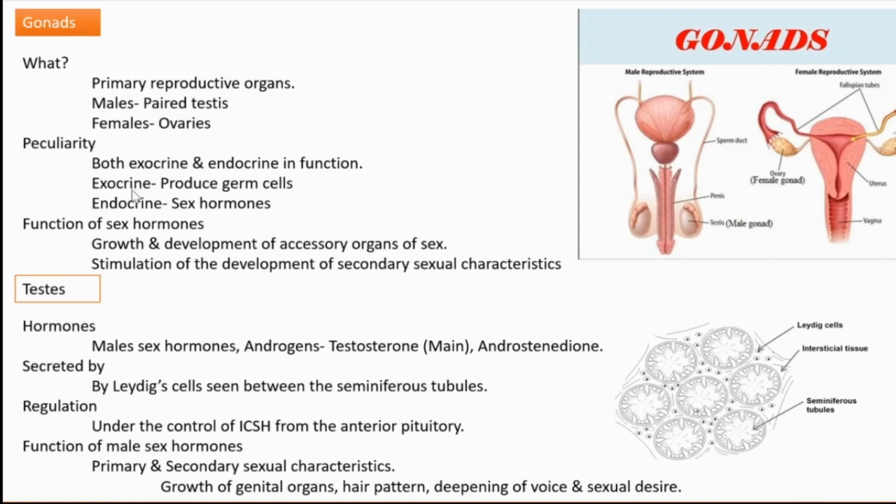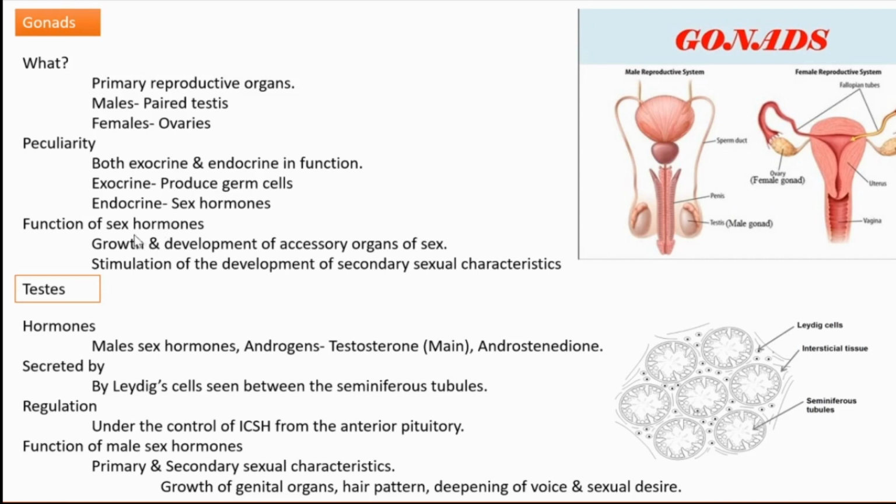As part of exocrine function, what products are formed? Germ cells are formed. Germ cells means what? In the case of testis, it is sperms. In the case of ovaries, it is egg. So that's about its exocrine function. Then, endocrine function: they secrete certain hormones, sex hormones, from testis and ovaries. That is the endocrine function of gonads.